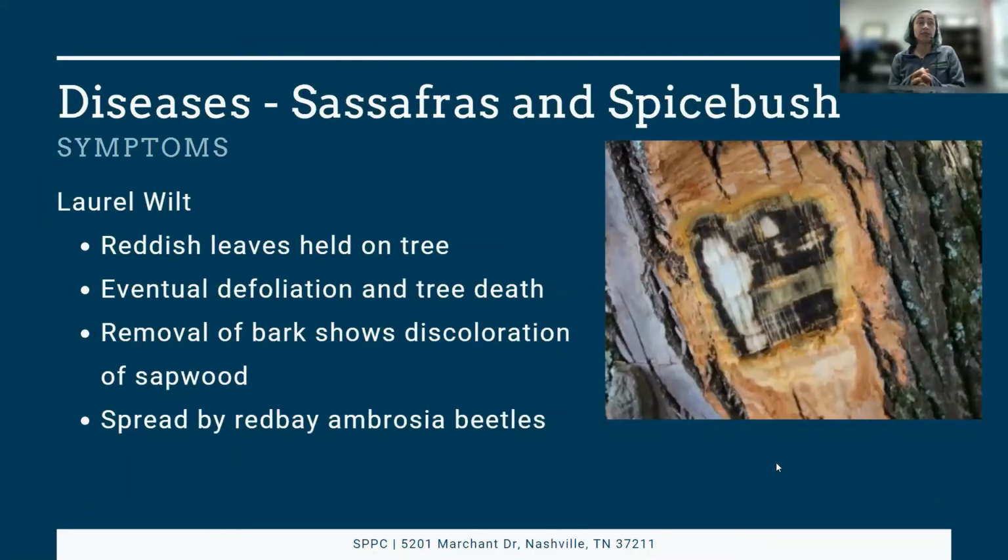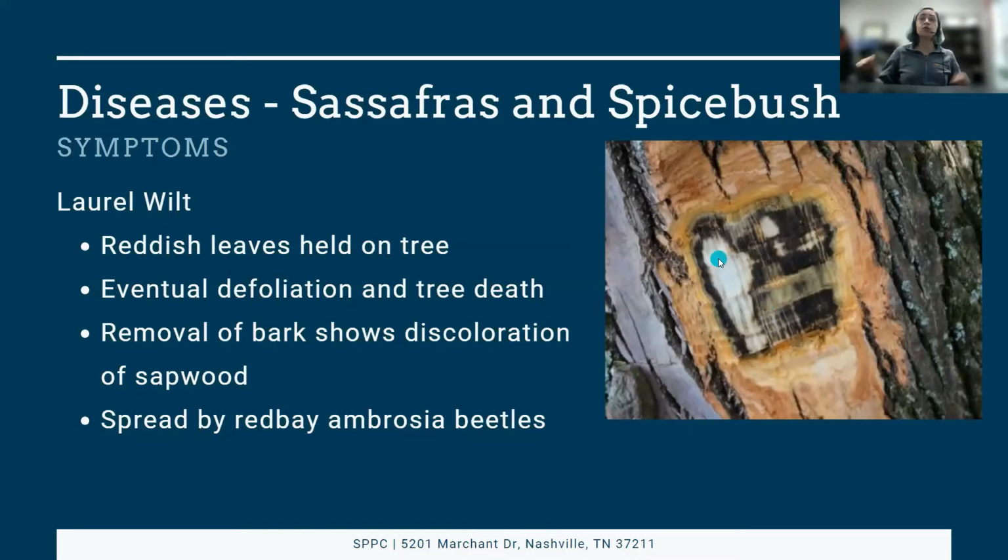Laurel wilt is another very serious pathogen of sassafras and spicebush. This pathogen is spreading throughout our state. It is spread by the red bay ambrosia beetle. So you will see frass tubes and signs of beetles entering the trees.